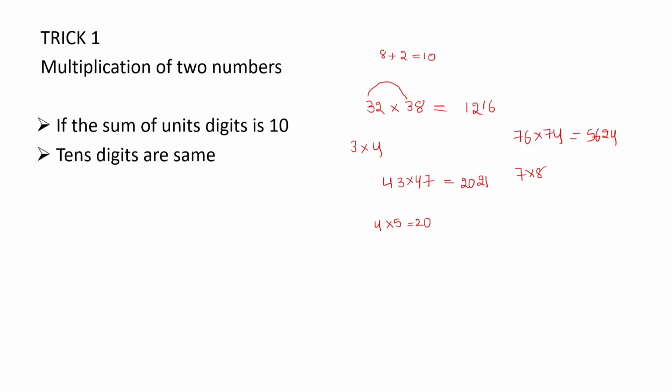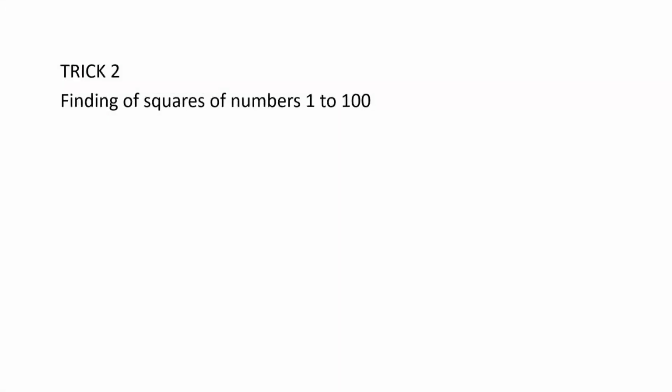Next one, second one, how to find squares of numbers 1 to 100. So to find any square from 1 to 100, first we will take 75 to 100. If the number lies between 75 to 100, then how will we find the square? So 99 square. What is the value of 99 square? To find all these values, I can use 100 as reference.